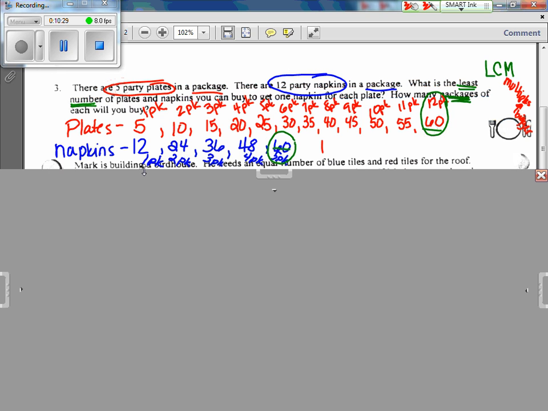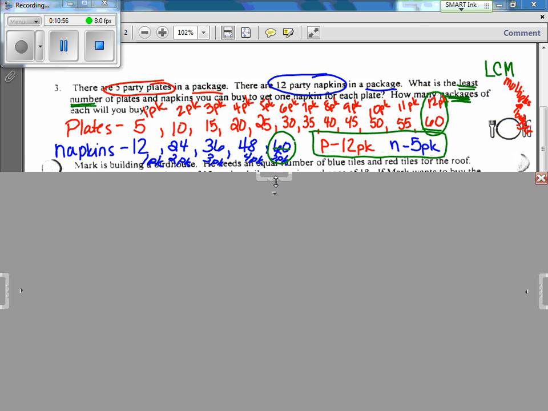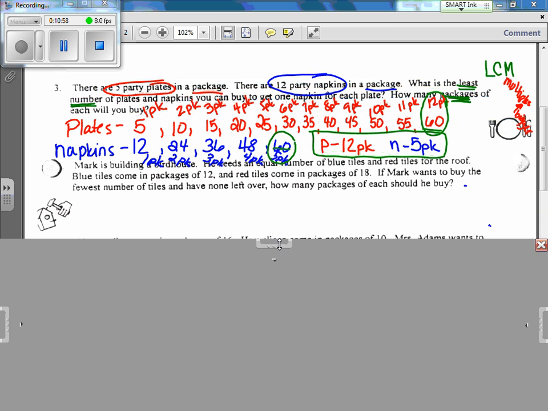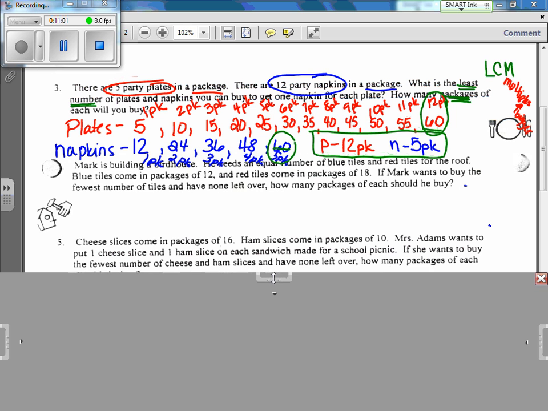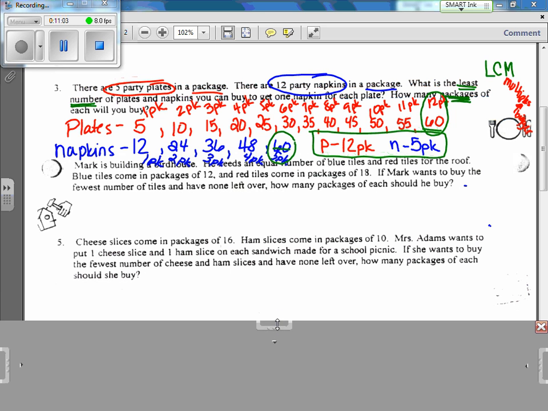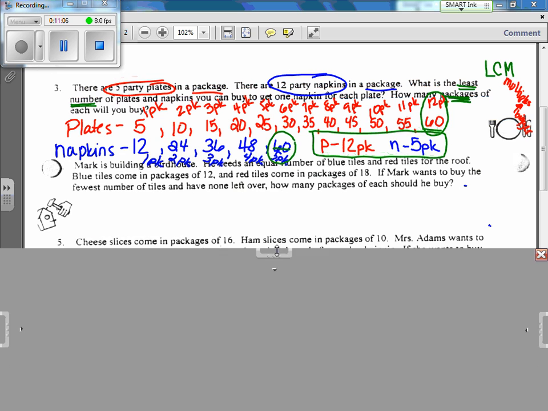For my plates, I only need 12 packages because that equals 60. But for my napkins, I only need 5 packages because that gives me a total of 60. So my answer: 12 packages of plates, 5 packages of napkins. Be really careful that you're looking at what they're asking you for. Okay, we'll do one more. Let's see, these are all packages, so we'll just do the next one.